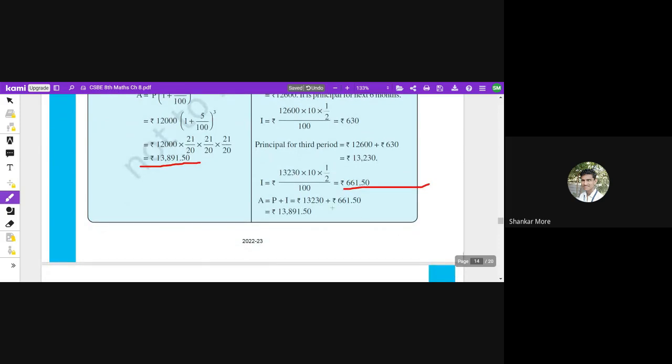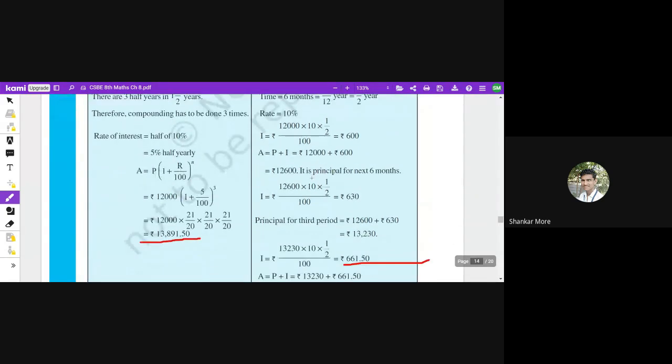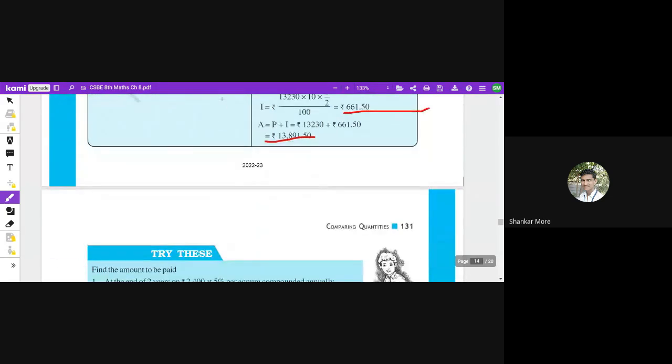So we did these calculations 3 times. When we add 661.5 rupees to 13,230, we'll have this amount, that is 13,891 rupees and 50 paise, right? So when we calculate it with the formula of CI, we get the same amount, and if we calculate this manually, we are again getting the same amount.